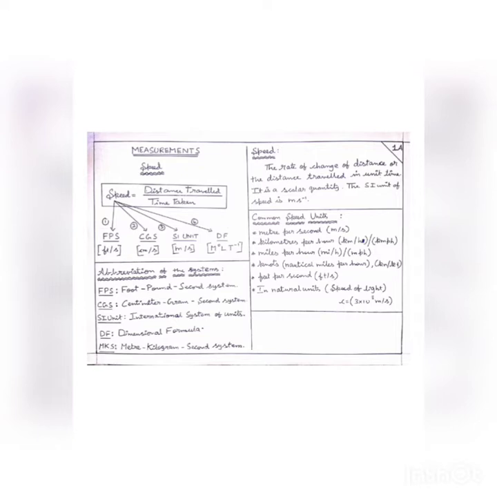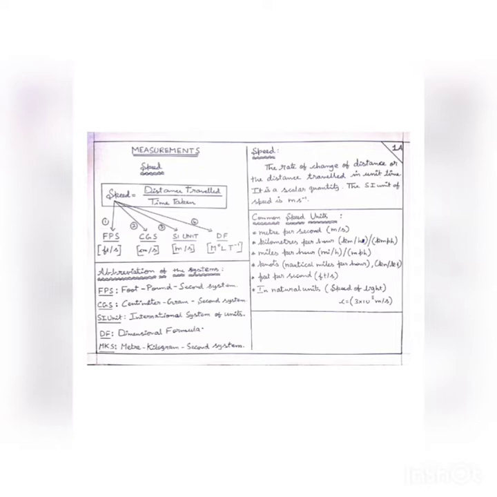And the abbreviations of the systems: FPS is the foot-pound-second system, CGS is the centimeter-gram-second system, SI is the international system of units, DF is dimensional formula, and MKS is the meter-kilogram-second system.